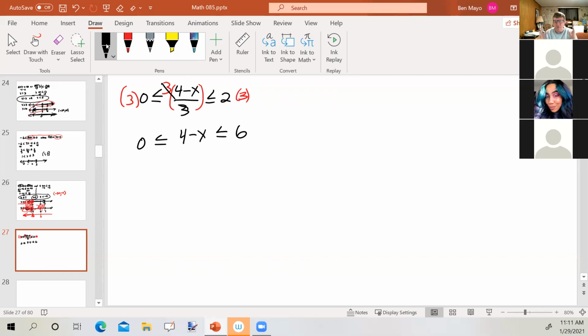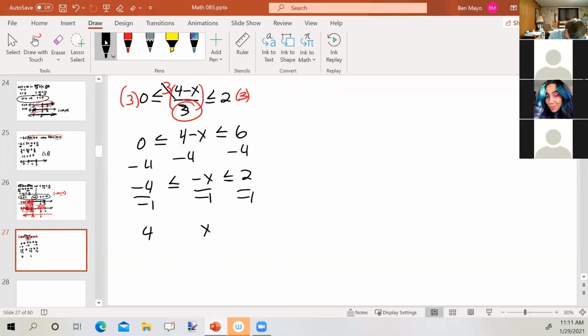Okay. Notice in the middle, I didn't distribute the 3. I used it to get rid of that 3 in the denominator. Okay, that was the whole reason for that. Now I'm going to subtract 4 from all 3 pieces. Negative 4 less than or equal to negative x less than or equal to 2. So now what do I need to do? Divide by -1, right? Correct. But what happens to the inequality signs when you divide by a negative number? Everything flips. Correct.